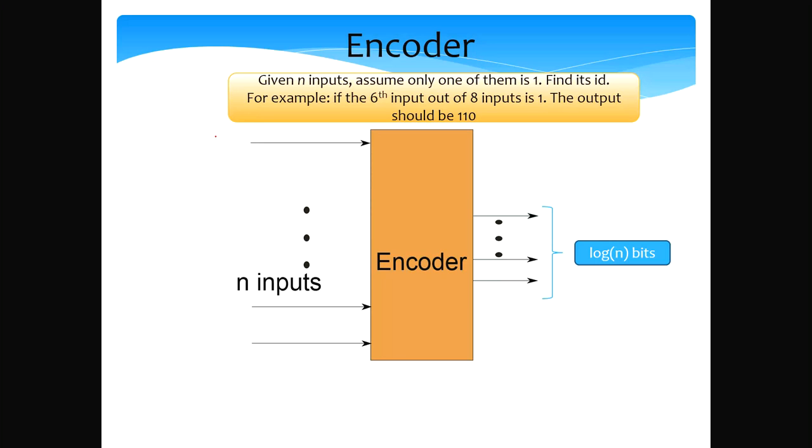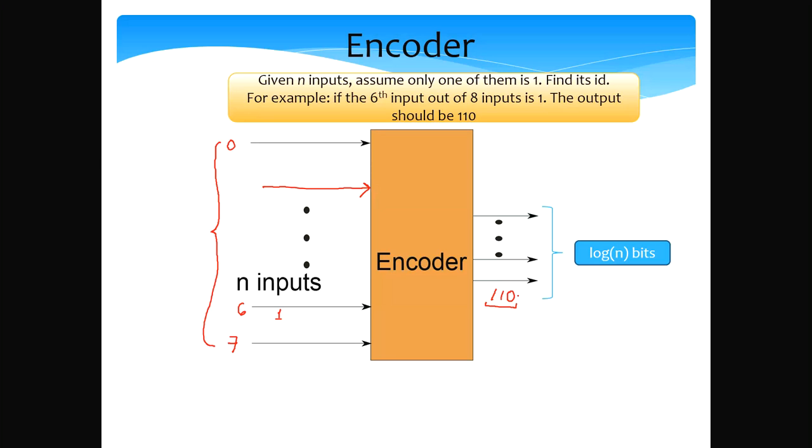So this is a normal encoder. There's something called priority encoder, which I'll tell you what it is, but we'll not discuss its design. So let's assume there are n inputs and one of the inputs is equal to 1, the rest are 0. Then the output is the ID of the input, that is, which input is 1. For example, let's say that the inputs are numbered from 0 till 7, and the sixth input is equal to 1, the rest are 0. So the output should indicate which particular input is 1. The output should be 1, 1, 0, which is the binary for 6.